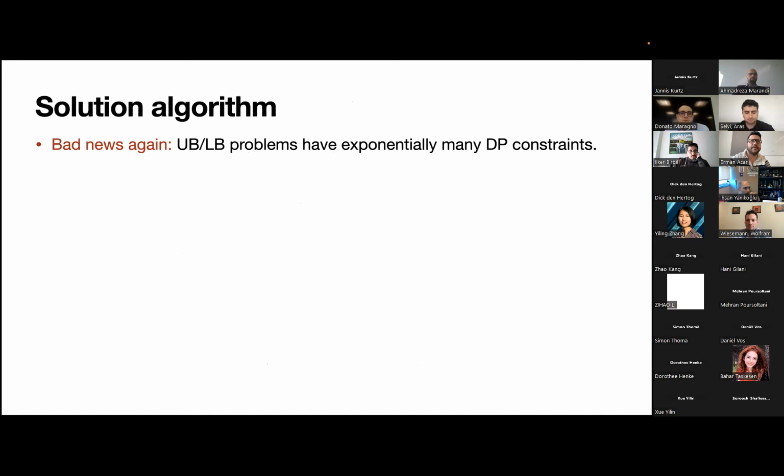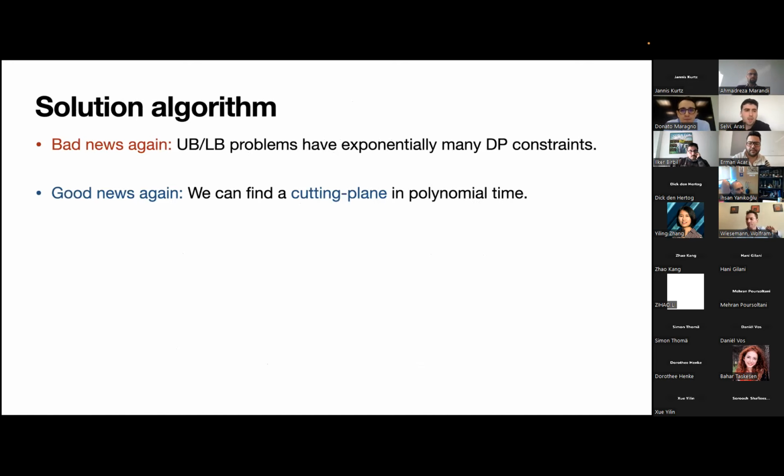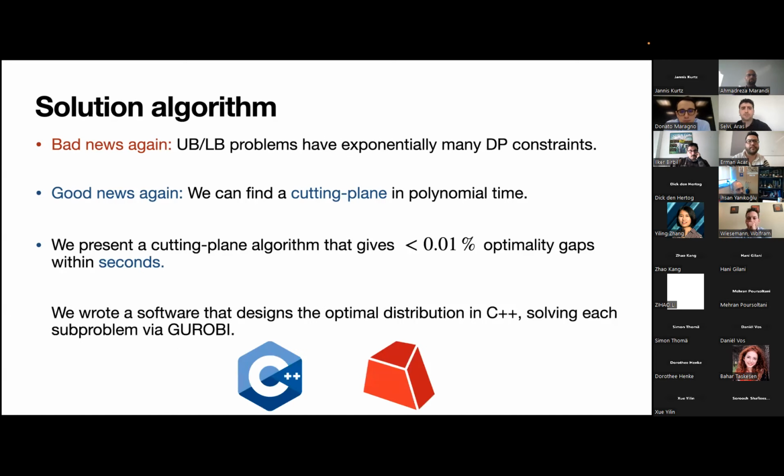But the issue is that these upper and lower bound problems have exponential dimension in terms of their differential privacy constraints. Another good news, we develop a cutting plane algorithm. We show that for any fixed distribution, it can be infeasible in our original problem, but we can find which privacy constraint was violated the most in polynomial time. And by exploiting this, we develop a cutting plane algorithm which gives very tight bounds within seconds.